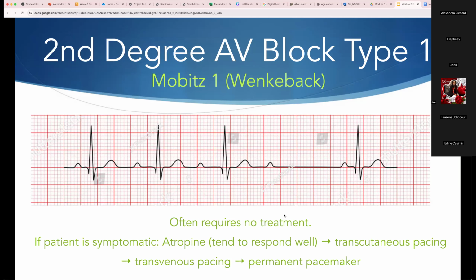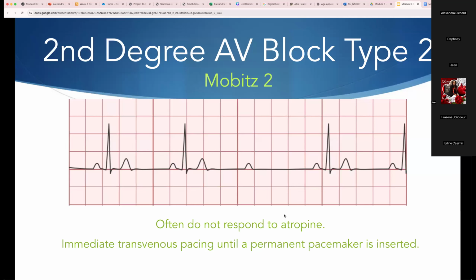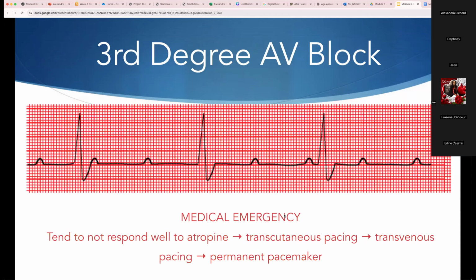Second degree type 2, unfortunately, this often does not respond to atropine, and we're going to do immediate transvenous pacing until a permanent pacemaker is inserted. Then we have third degree AV block. This is a medical emergency, and patients tend to not respond well to atropine, so we are going to use that symptomatic bradycardia algorithm for emergency pacemaker insertion.